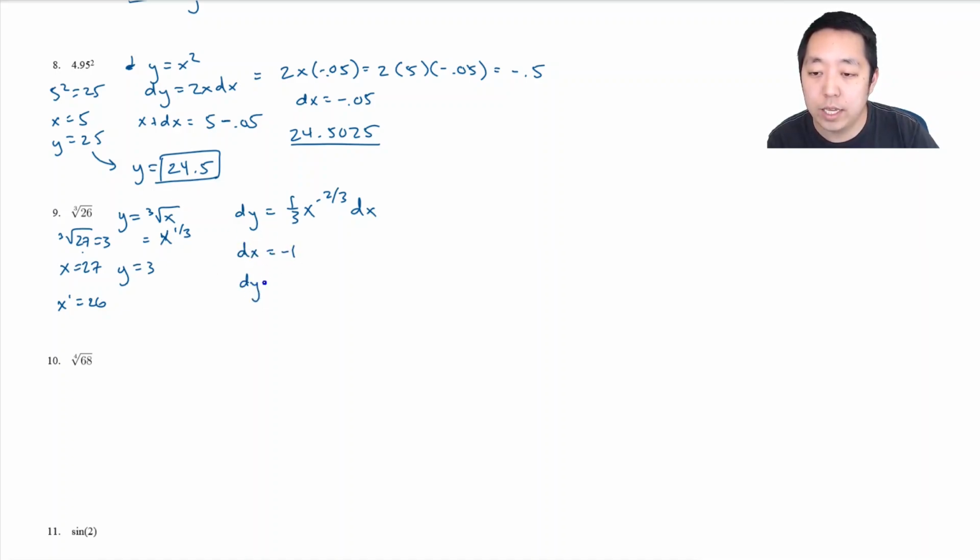My dy is going to be 1/3 times 27 to the negative 2/3 times -1. Okay, so the cube root of 27 is 3. 3 to the negative 2 is 1/9, so that's 1/9 times 1/3, which is 1 over 27, times -1. That's -1 over 27. And so as my x decreases by 1, my y is going to decrease by 1 over 27. That's 2 and 26 over 27ths.